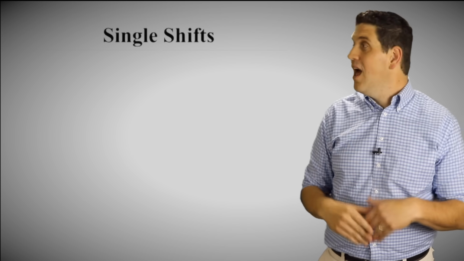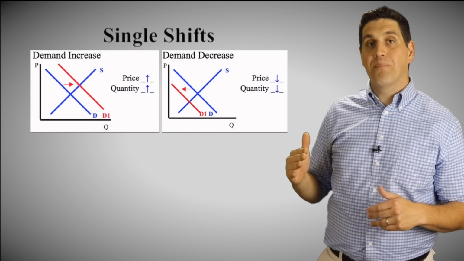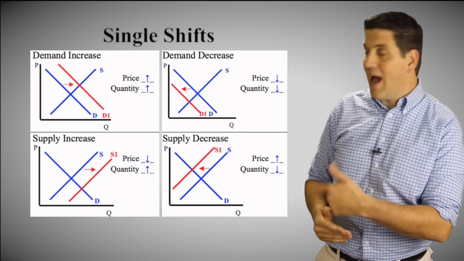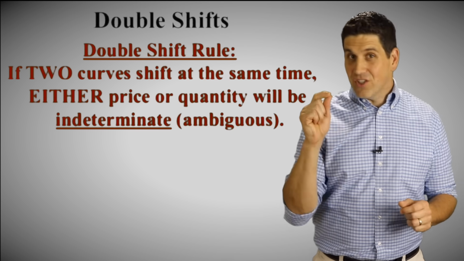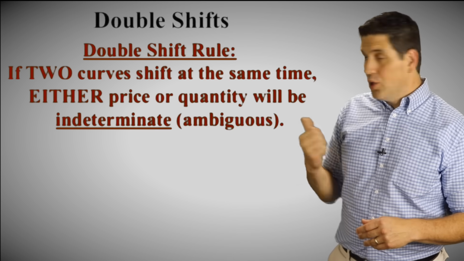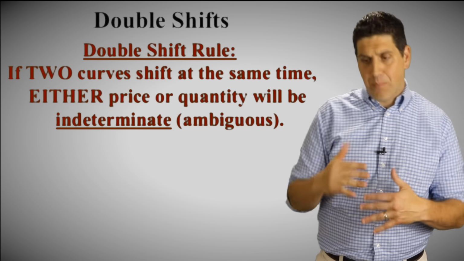You should also understand when there's actual individual shifts, so there's only 4 things that can happen. Demand can go up, demand can go down, supply can go up, or supply can go down. And you just watch the graph, draw the graph, tells you exactly what happens to price and quantity every single time. Now, if there's a double shift, when 2 curves shift at the same time, there's a double shift rule. When two curves shift, remember, something's going to be indeterminate, right? You can't tell what's going to happen, either price or quantity.